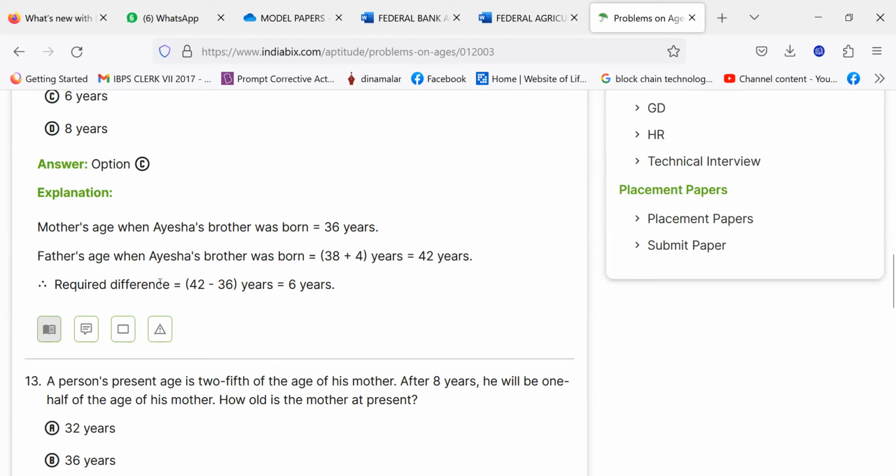Here it is given, mother's age when Aisha's brother was born is 36 years. Father's age when Aisha's brother was born is 38 plus 4 is equal to 42. So now the difference is 42 minus 36 is equal to 6 years.